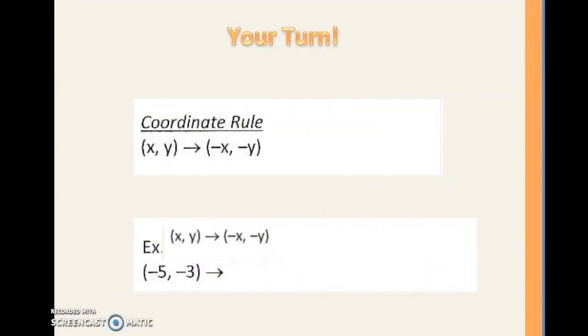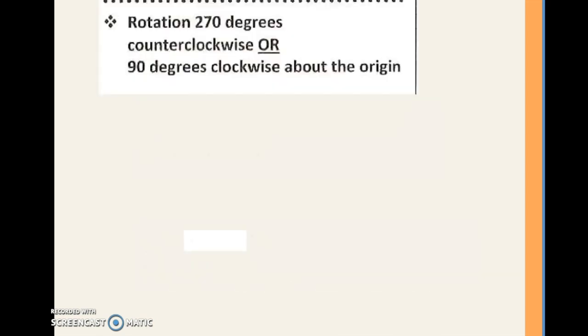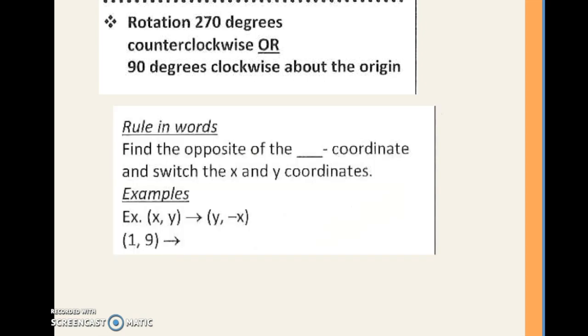Okay, let's see what you got. So you have -5, -3. Apply the rule opposite x, opposite y, and that became 5, 3. Hope you got that. Next, we're going to take a look at a rotation 270 degrees counterclockwise, or we can simply say a 90 degrees clockwise. Let's put that in words. Find the opposite of the x coordinate and switch the x and y coordinates. So for example, we have 1, 9.